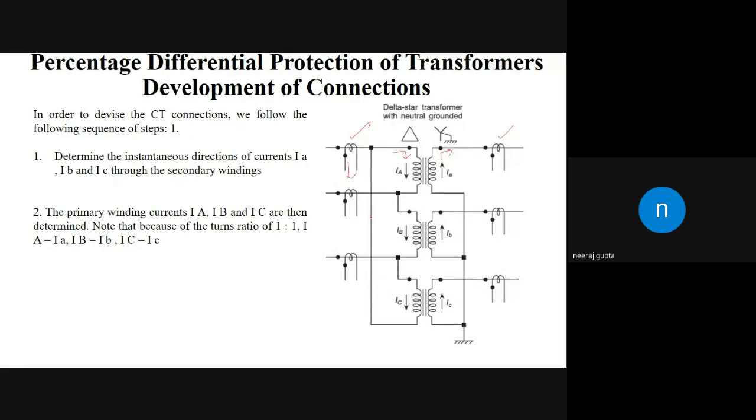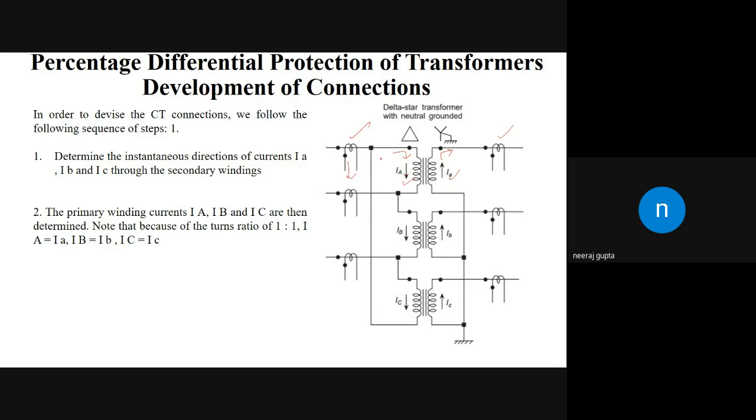Now we got the values of IA, IB, and IC. Now, as you know, we have to calculate the line values. First of all, we calculate the phase currents, that is, IA, IB and IC are the phase currents. Then we calculate the line currents, because the CTs are always installed on the line. So we have to calculate the line current.